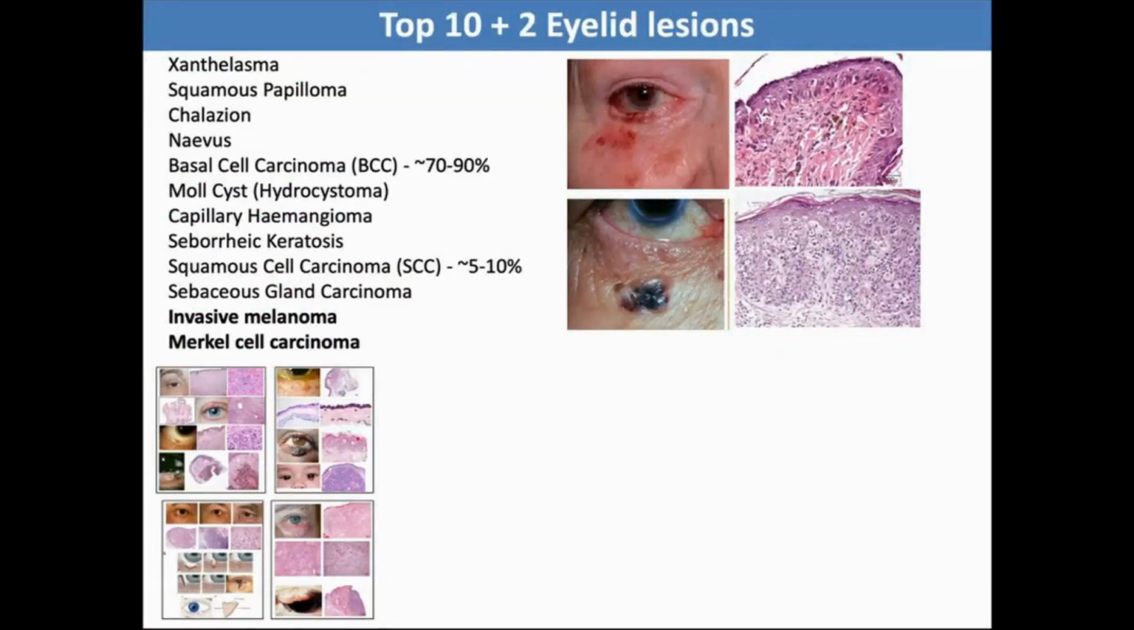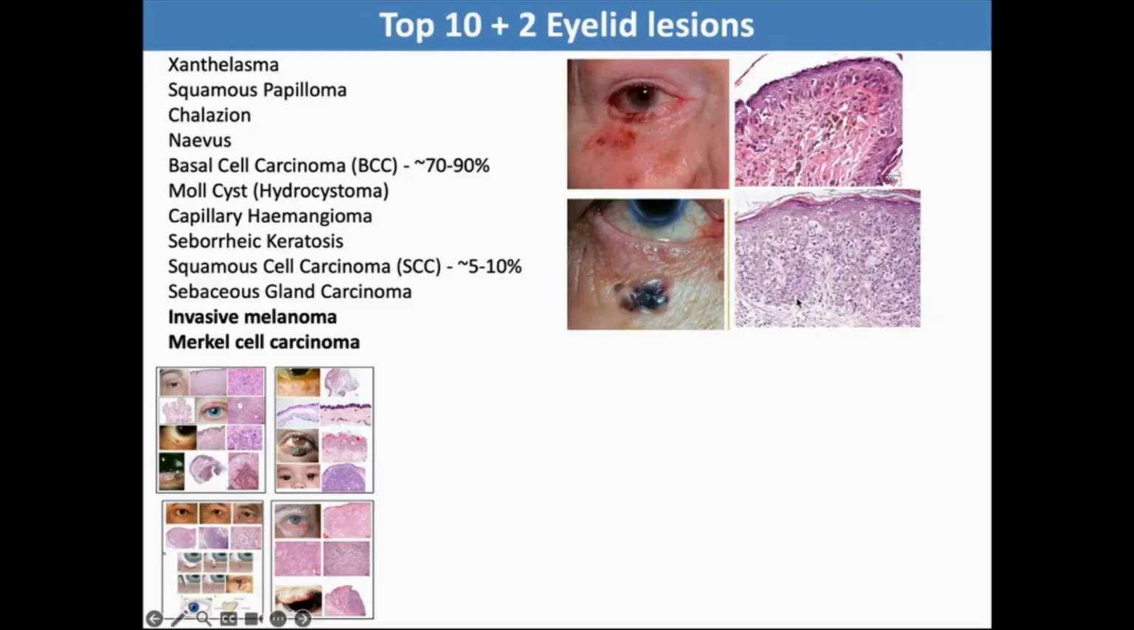So I was hoping to reduce all of these lesions to the top 10. However, there are two additional lesions which I think are important to highlight. First of all, melanoma in situ of the eyelid, which would be in other locations termed lentigo maligna. You can see the melanoma in situ here, and then also the invasive melanoma.